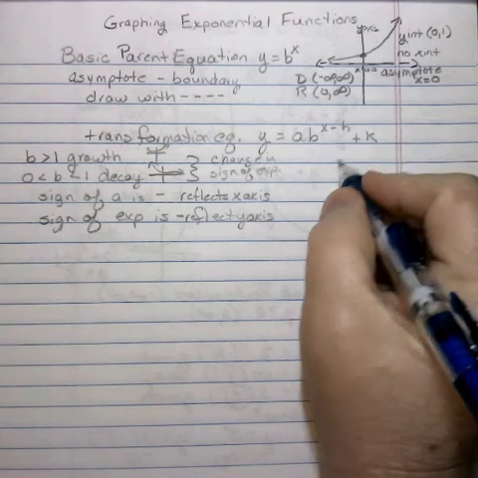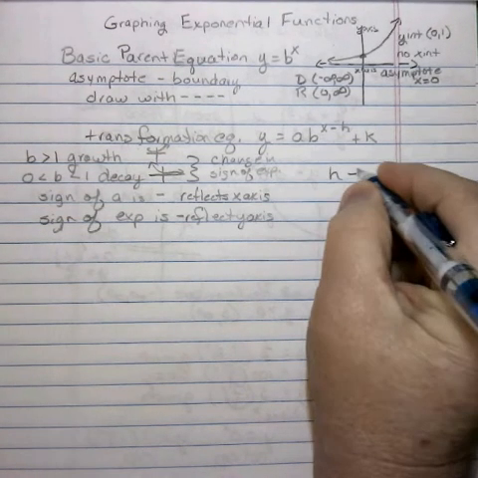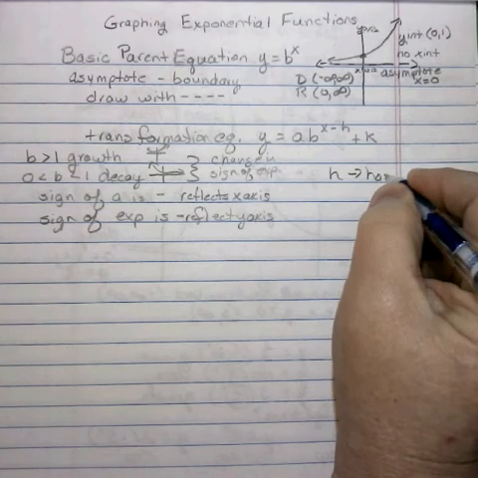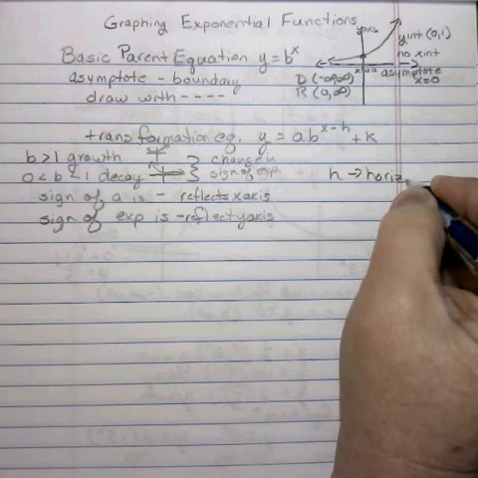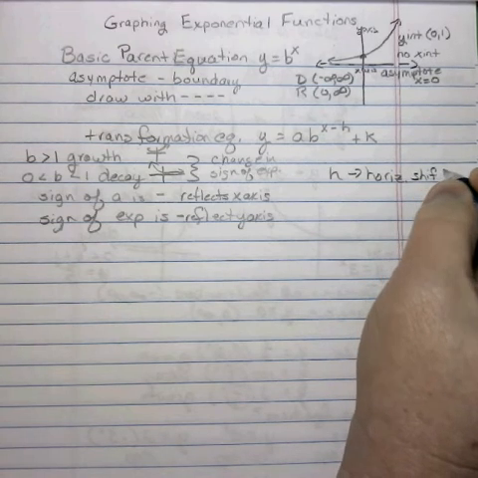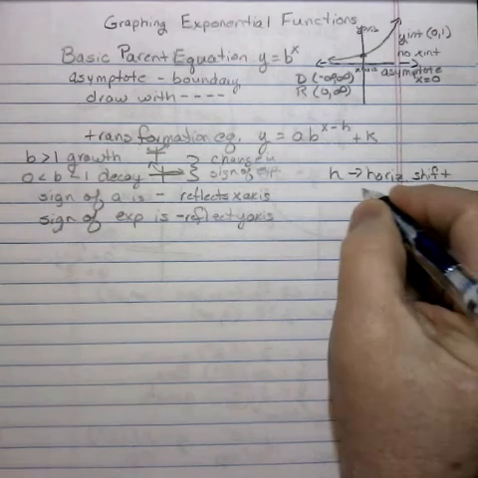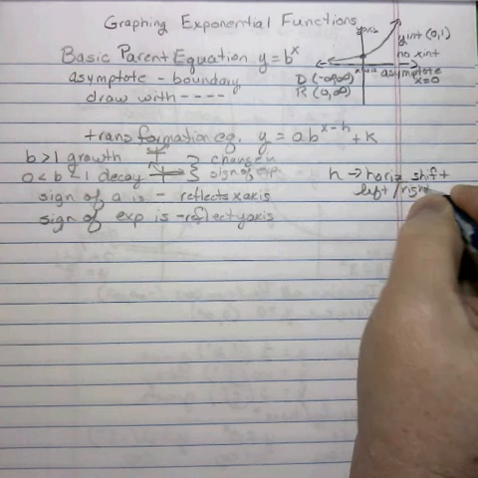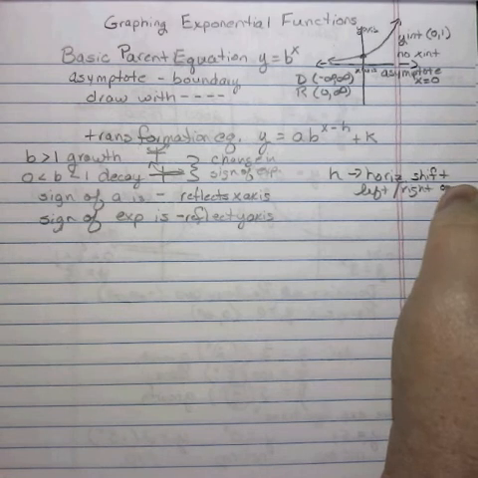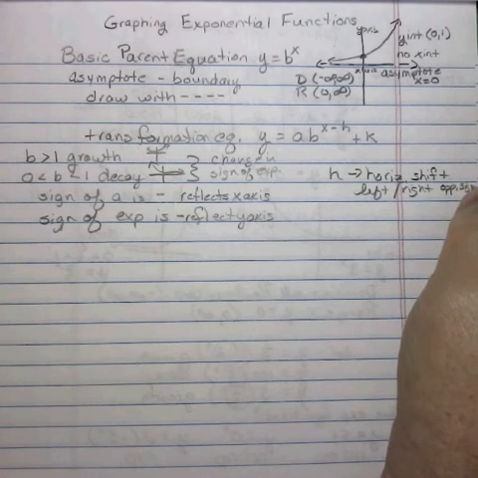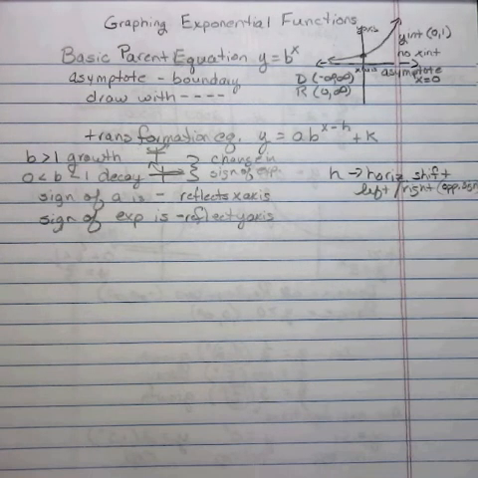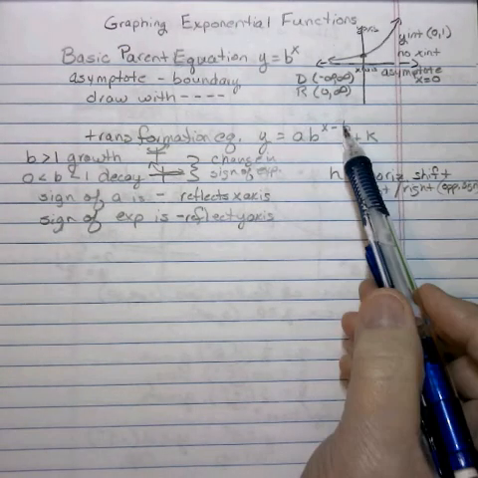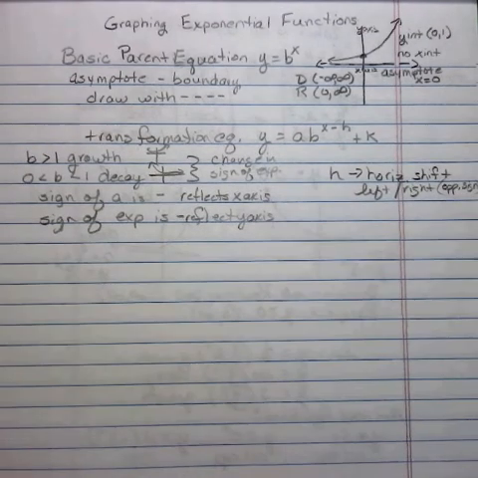So let's talk about the h value. What can that h value do to the transformation? This is going to be a horizontal shift, which means it's going to move left or right. Just like our other equations, it's going to be opposite the sign. So a positive value is going to shift it left, while a negative value is going to shift it right.